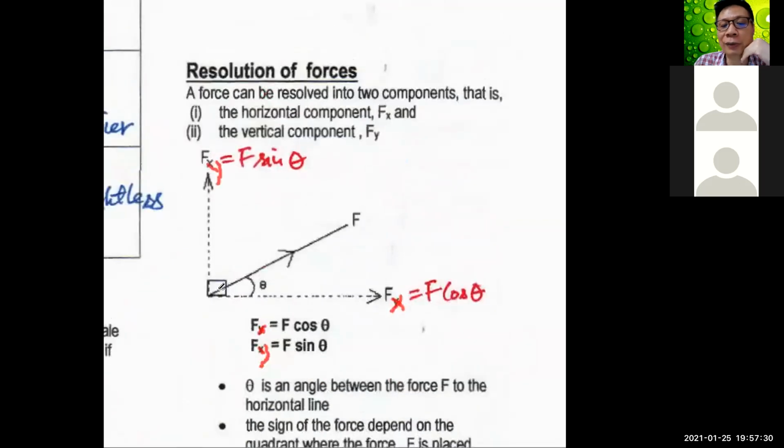Like this one, you resolve to x and y. Okay, x and y. So when you see the angle given is here, so this one is F cos theta. This one no angle, far from the angle, right? So F sine theta. Okay. First method is like that. Follow x and follow y.